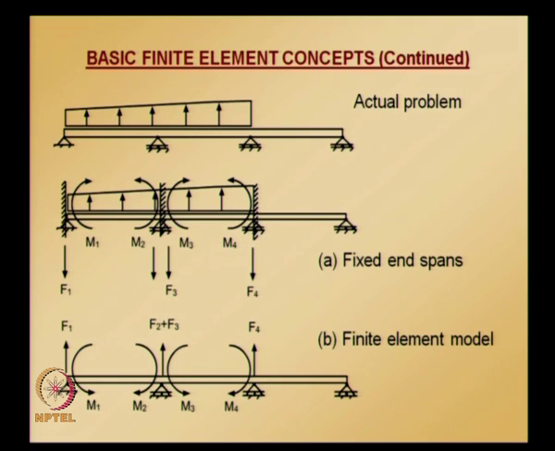For example, the actual problem which is shown in the first figure, what we will be doing is, irrespective of whatever boundary conditions you have for each span, we will assume each of these spans to be fixed, and when we say each span is fixed, each span is going to be independent, and whatever is happening in the other span is not going to affect any span.